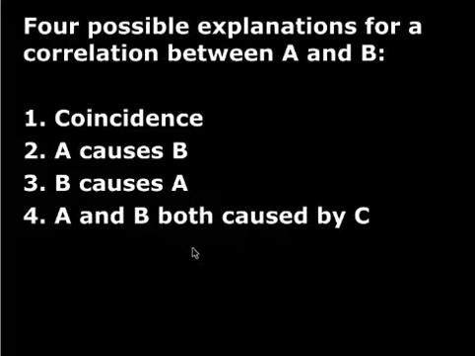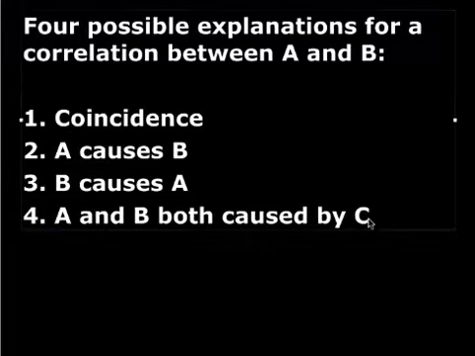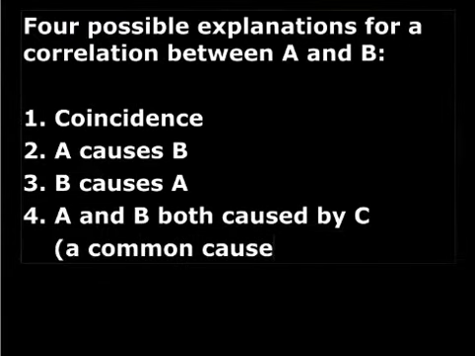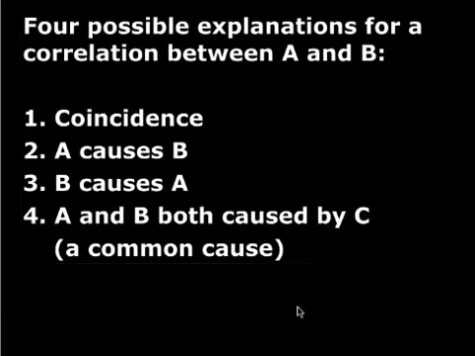A fourth sort of explanation is that A and B are both caused by C. And this is sometimes called common cause. Meaning that C is common to both A and B. When C occurs, it's causing A and B at the same time.